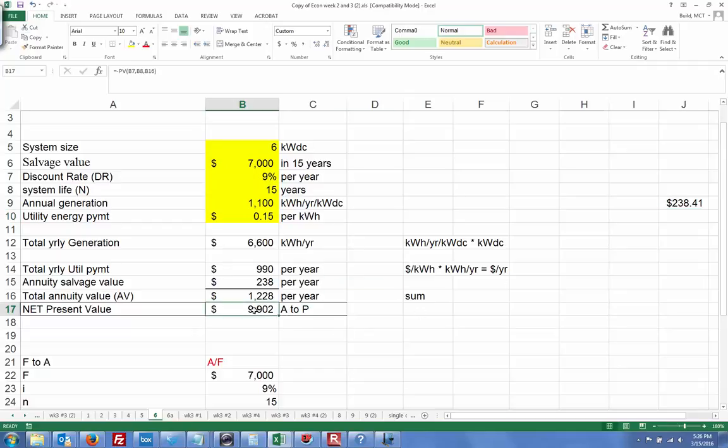The net present value takes the annuity, which is here, and turns it into the present value. So that's also a function. The function is the PV, the present value function. So you give it the rate of 9%, you give it the number of periods of 15, and then you give it that payment, which is the sum of the two annuities.